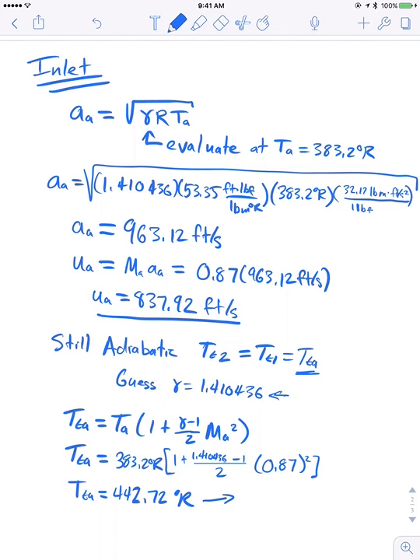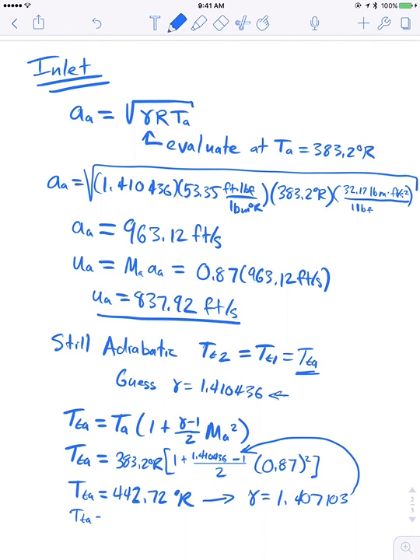And so since all we did before is just guess a value of gamma, now we're going to need to calculate, based on this new temperature, what is our value of gamma. And so if we put that into our curve fit, we'll get gamma as 1.407103. And so we basically put that in up here again and reevaluate that same formula.